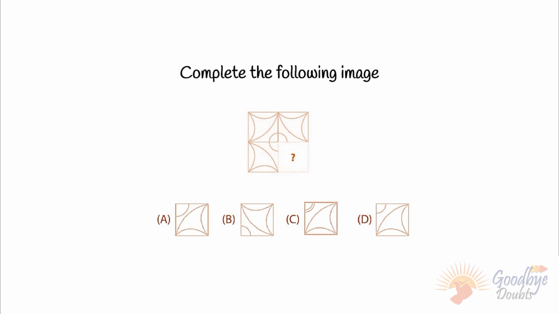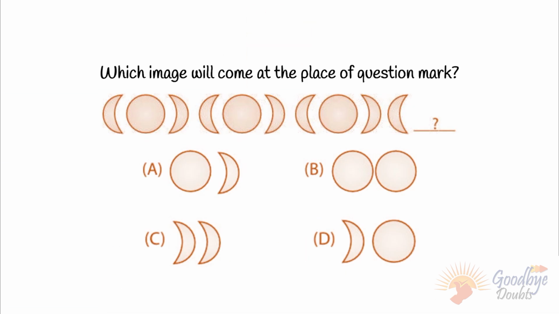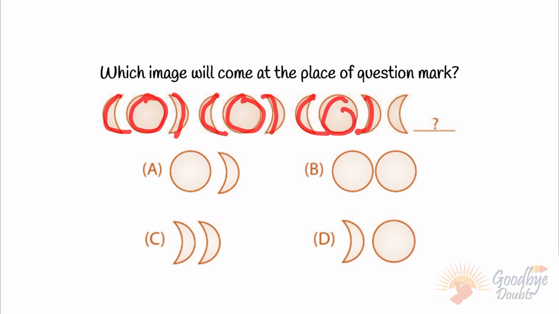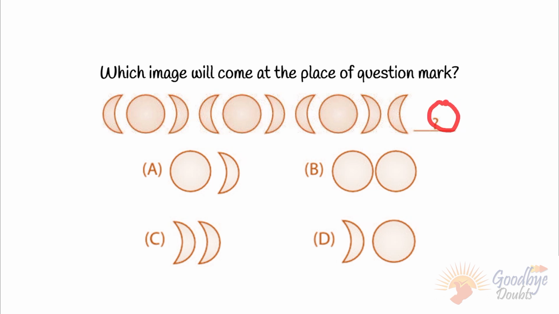Now let's look at our next example. Which image will come at the place of the question mark? We are looking for what should come here. Let's say we have half, full, half. This is in this direction, full in this direction, this full in this direction, this full in this direction. So we are looking for this and this. So answer A is right.